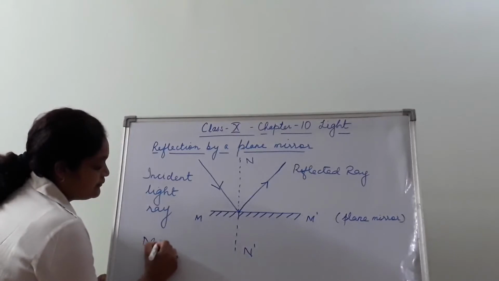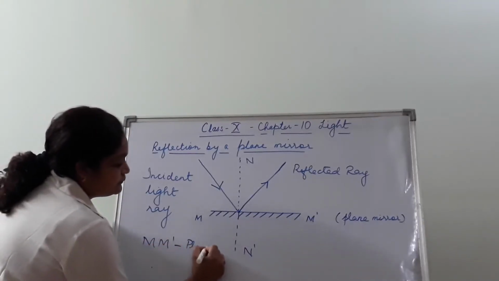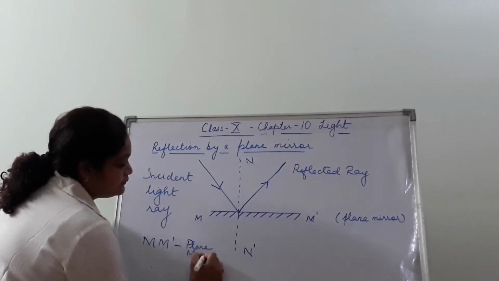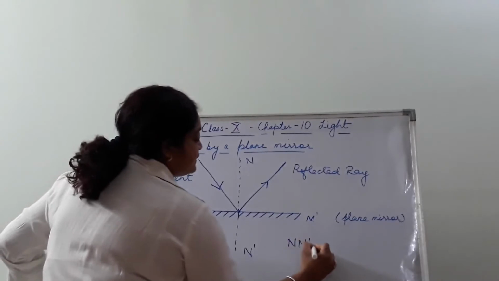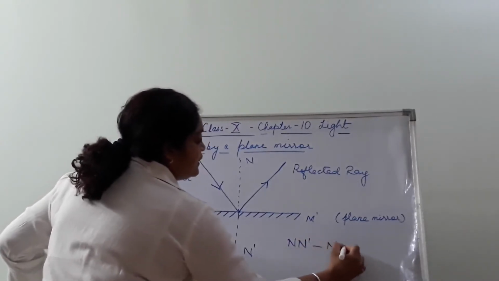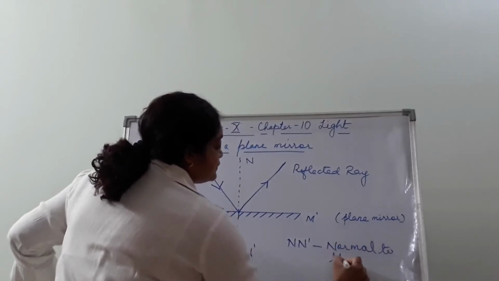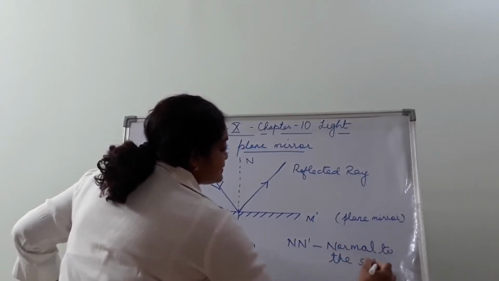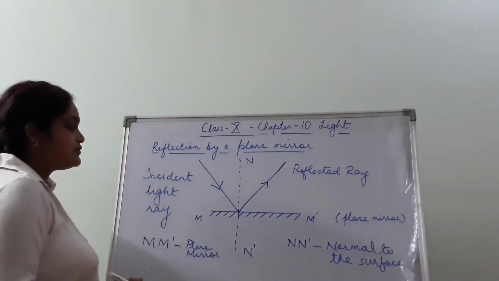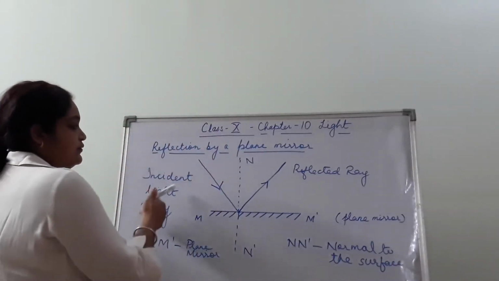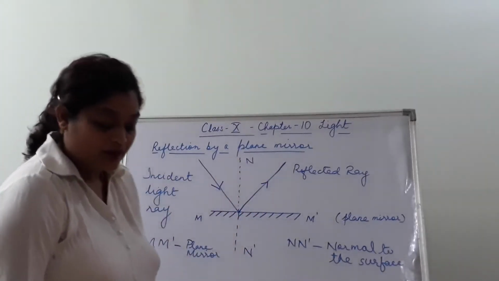Here in this diagram, M dash is the plane mirror, N dash is the normal to the surface. This you all know, this is the incident ray and this is the reflected ray.